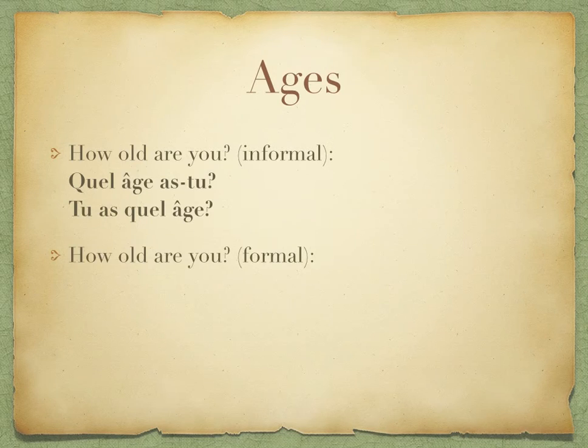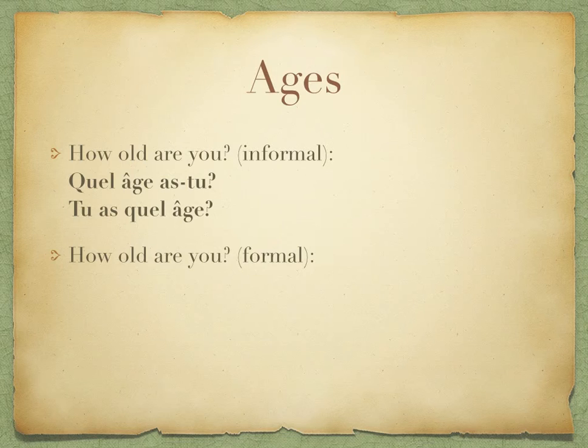We don't really cover the formal version of this. It doesn't show up in your book, but you never know. There might be a situation where you need it, and besides, it's good practice. So we only have two things we need to change. The quel âge stays the same. That part will never change. It's only the a and the tu that we have to change.